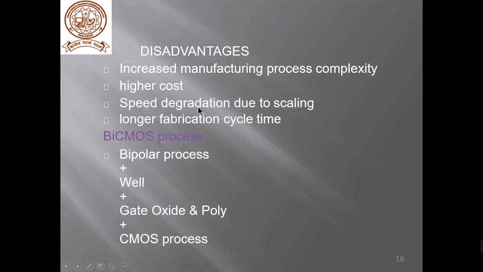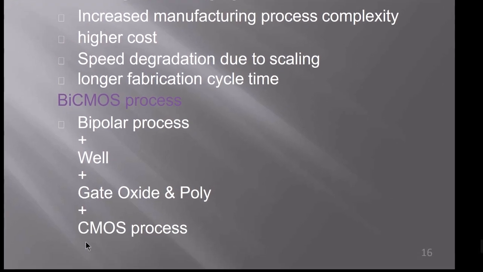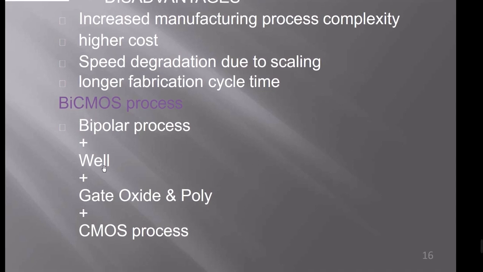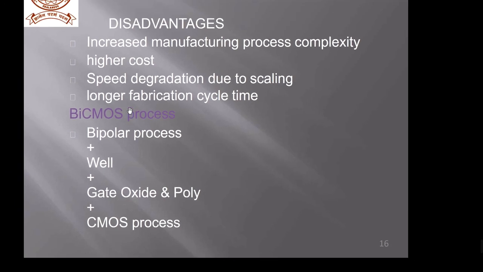Speed degradation due to scaling: once you scale down, the speed decreases. And longer fabrication cycle time. Simply you can observe the fabrication cycle: initially we go with the bipolar process, after that create the well, after that the gate oxide and poly, and finally the CMOS process is combined with all these for the formation of the BiCMOS transistor.